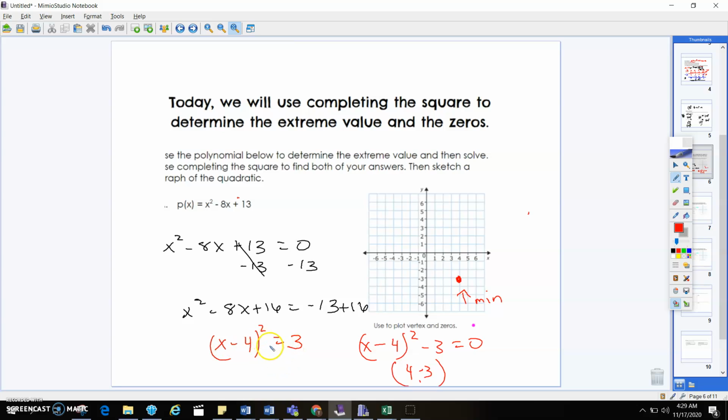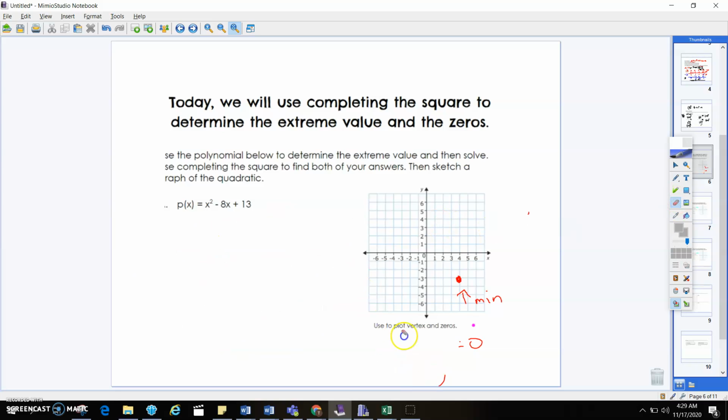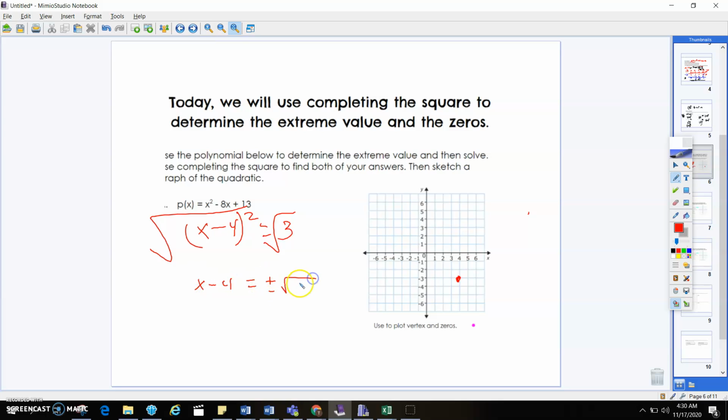So if we get it at this point, what we can do, I'm going to erase this. And we had x minus 4 squared equals 3. If we solve this, then what we're going to do is take the square root of both sides. And so that's going to give me x minus 4 equals positive and negative square root of 3. I move 4 to the other side, so x is going to equal 4 plus or minus the square root of 3. Now, I don't know what that is off the top of my head, so I'm going to have to plug that into my calculator.